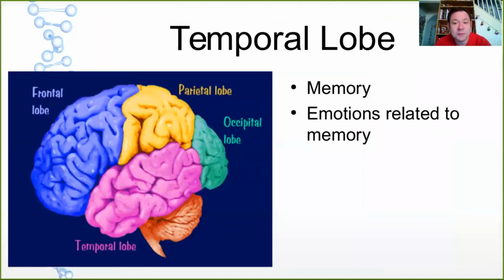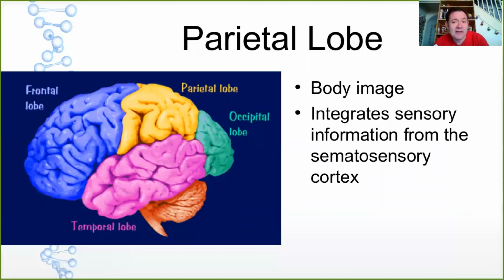Temporal lobe, responsible for memory, emotions related to memory. So it's not just memories in the temporal lobe, it's also the emotions that are related to memories. This association between particular memories and certain emotions, part of that is worked out by the temporal lobe of the brain at the side. The parietal lobe gives you your body image, integrates sensory information from the somatosensory cortex of the brain. Gives you a feeling of self.